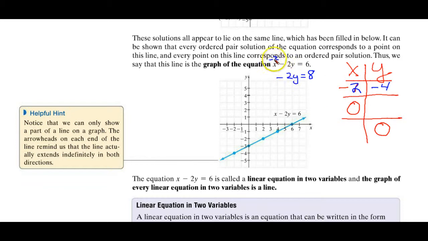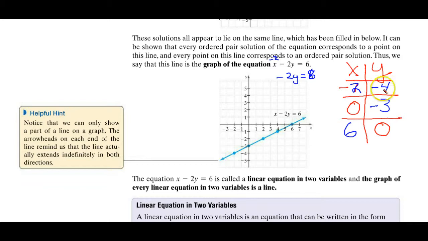All right, now how about if x is 0? If this is a 0, then we're just going to divide -2 into 6 now, and that's going to be a -3. Now if y is a 0, here we just put that as a 0. 2 times y is 0, so we get x equals 6. Now I have 3 sets of data that I can plot on this graph.